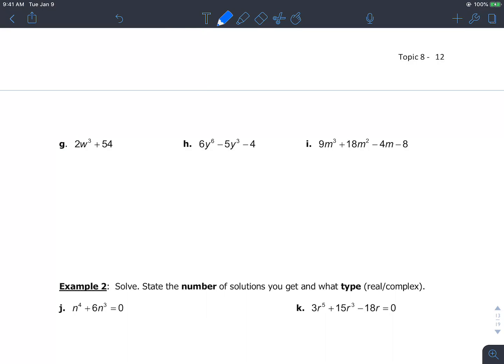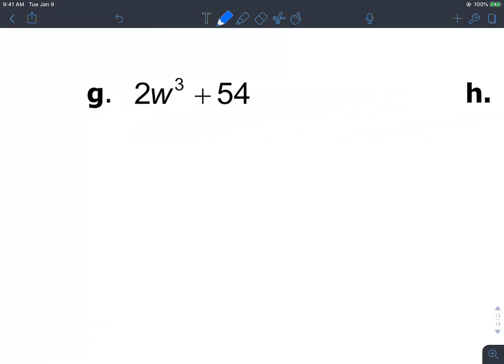All right, last page, I believe, here with this one. So this one's kind of a special one as well. It looks like it could be a difference, or actually a sum of cubes here. But notice you got the 2 and the 54. Those are not cubes. But here's the deal. We can actually undistribute 2 from the very beginning of this problem. So if we undistribute 2, we're going to get w squared and then plus 27.